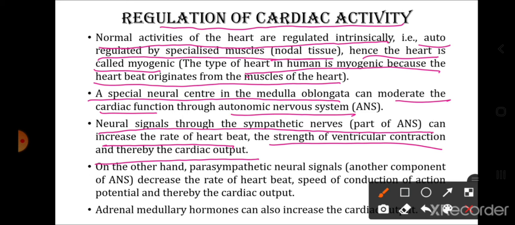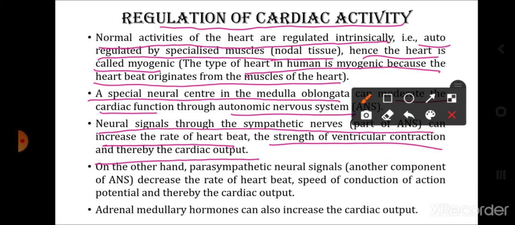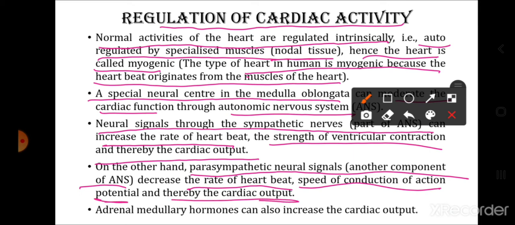So अगर sympathetic nervous system ने messages generate किए, तो वो message क्या कर सकता है? Heart rate को increase कर सकता है, ventricular contraction को increase कर सकता है and hence the cardiac output will also increase. Whereas the parasympathetic neural signal, which is the other component of the autonomic nervous system, decreases the heartbeat, the speed of conduction of action potential and thereby the cardiac output. Heartbeat को decrease करेगा जिसकी वजह से action potential कम हो गए जिसकी वजह से cardiac output भी कम होगा.